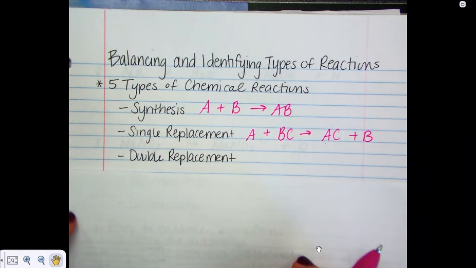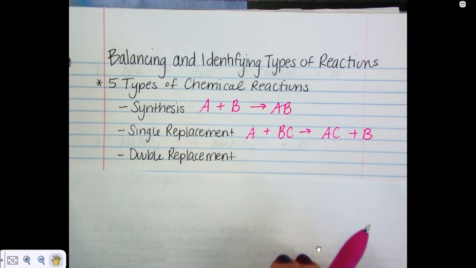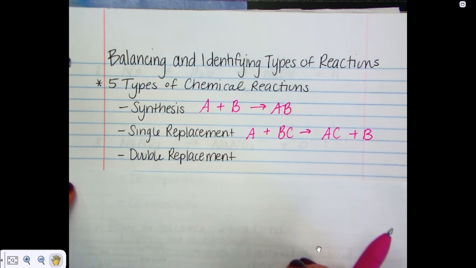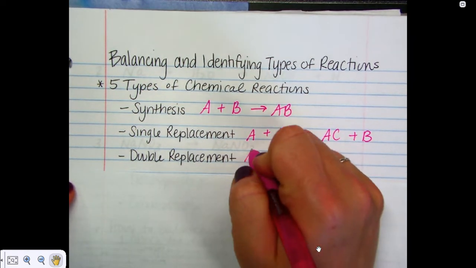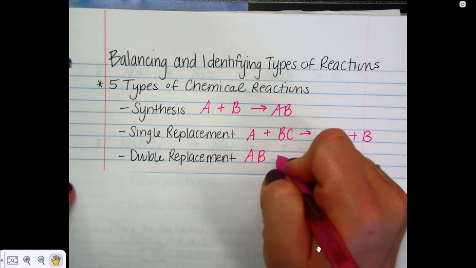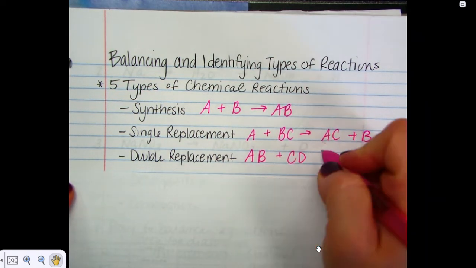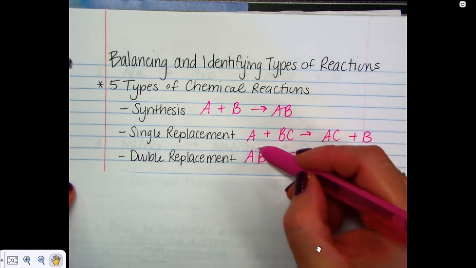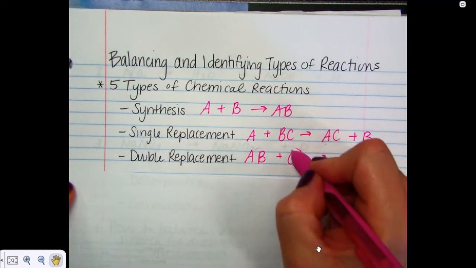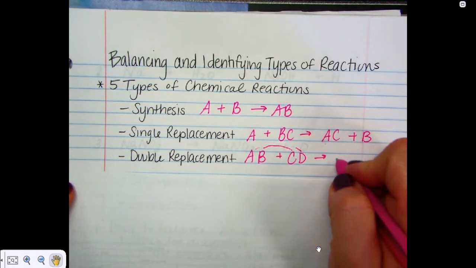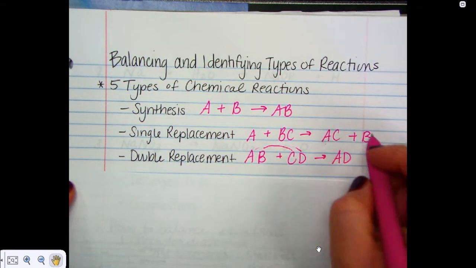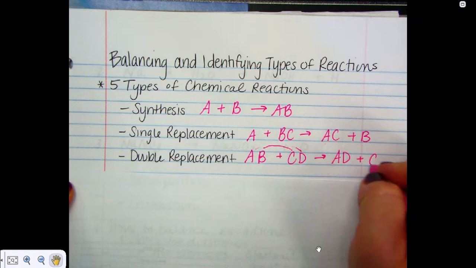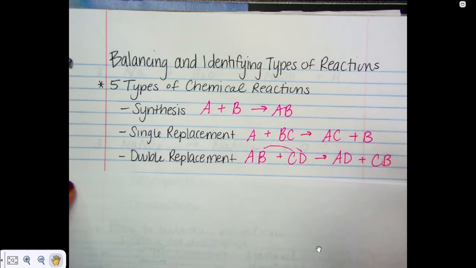All right, double replacement. This is when I have 2 compounds exchange positive ions and form 2 new compounds. So AB is a compound, CD is a compound. In a double replacement reaction, A pairs with D and C pairs with B, and so we end up with AD, positive before negative, plus CB, positive before negative.